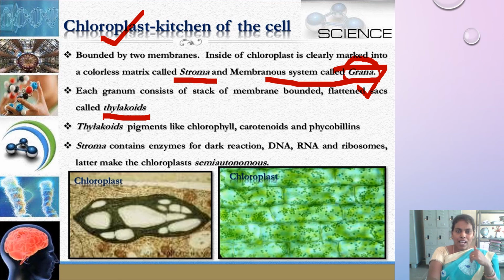I hope you have understood about plastids. Three types of plastids are present based on the pigment present in them: leucoplast, chromoplast. If the chromoplast contains green pigment, that type of plastids are called chloroplasts. Chloroplasts are also called kitchen of the cell. These type of plastids are present only in plant cells. They are absent in animal cells. That's enough here.